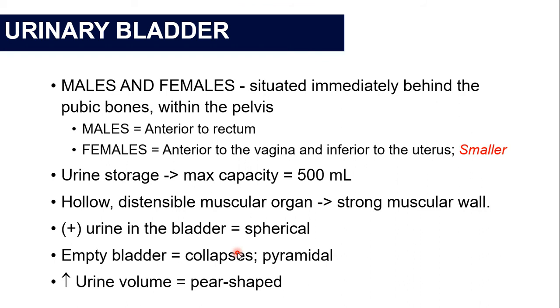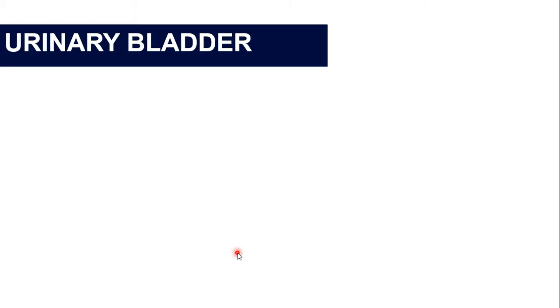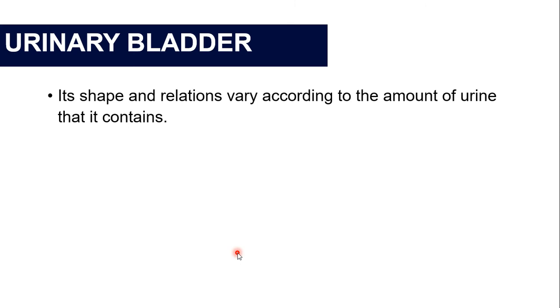When slightly distended due to the accumulation of urine, the urinary bladder is spherical. When it is empty, it collapses, and as urine volume increases, it becomes pear-shaped and rises into the abdominal cavity. Next, its shape and relations vary according to the amount of urine that it contains, so take note of that.